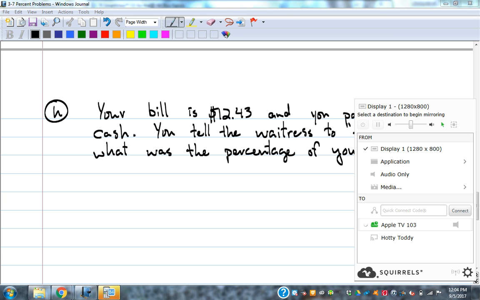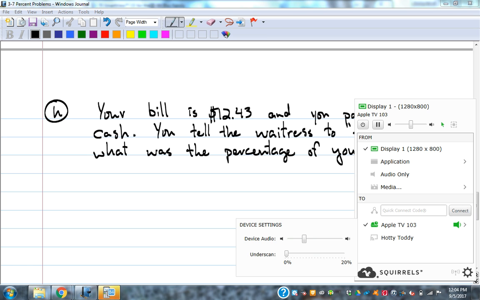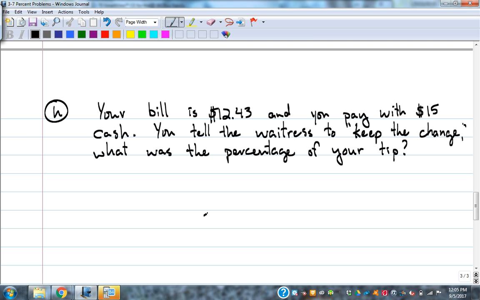All right, so the bill is, and while it's trying to connect there, the bill is $12.43. I'll go to this paper here. And you paid with $15. There it is. Let's back up. I threatened it with a marker. We want to know what percent of my tip was. Okay? Because I told them to just keep the change.